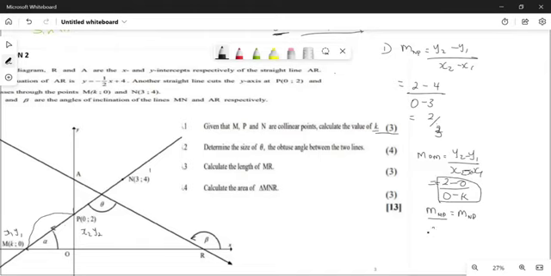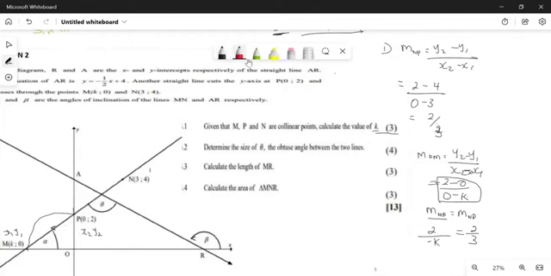We have 2 minus 0, which is going to give us 2 all over, if we say 0 minus K, gives us minus K again. And we know what is the gradient of NP. What is the gradient of NP? It's 2 all over 3. Okay. Then we cross multiply.